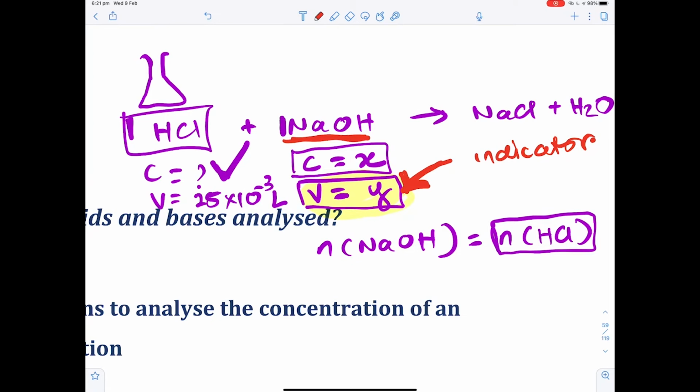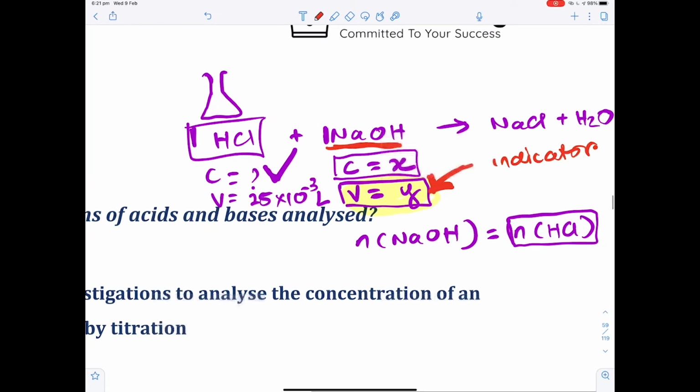Okay, and we're going to start giving names to these solutions. So if I want to determine the concentration of HCl, I'm analyzing HCl. Does everyone agree? Since I'm analyzing HCl, we call this our analyte. And the analyte is always a solution which we don't know the concentration of. Does that make sense to everyone? So the goal of titration is to determine the concentration of analyte.